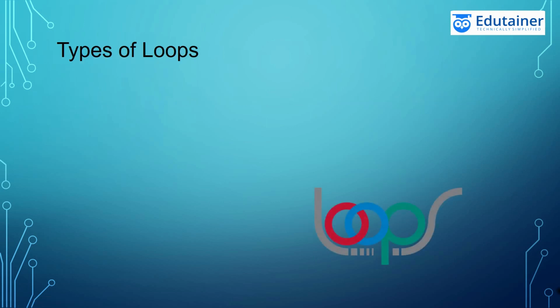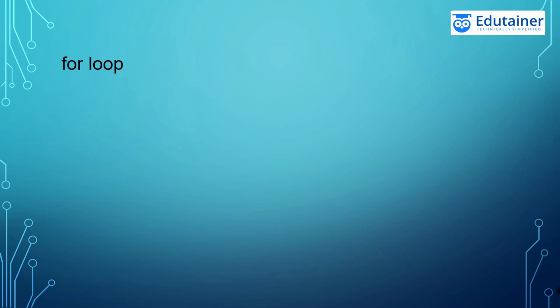Types of loops. Loops are of different types that we will be using, which have different manners of working. The first one is the for loop, then the while loop, the do while loop and the nested loop. So these are different types of loop. So let's start with the for loop.